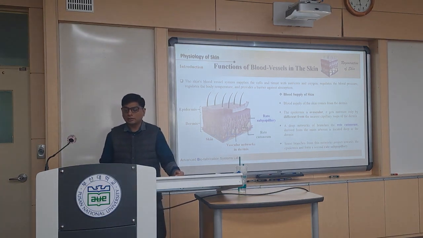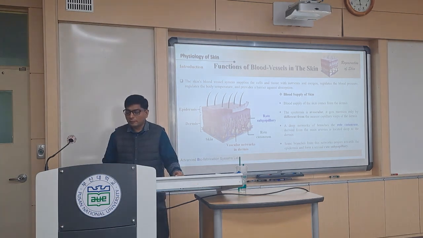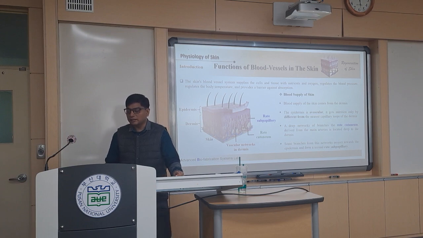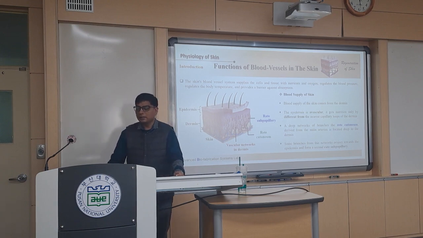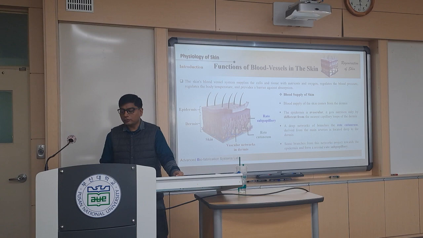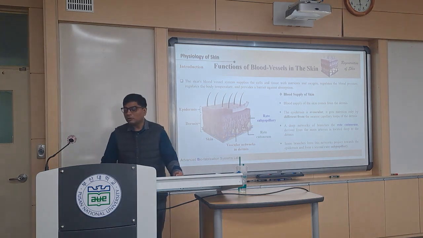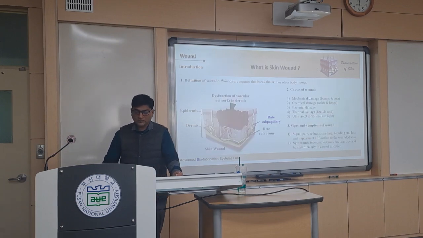What is the function of the blood vessel in skin? The blood supply comes from the dermis, and the epidermis is avascular, getting nutrients only by diffusion from the nearest capillary loops of the dermis. A deep network of the branches of the red kidney derived from the main artery is located deep to the dermis. Some branches from this network project toward the epidermis from the secondary subcapillary.